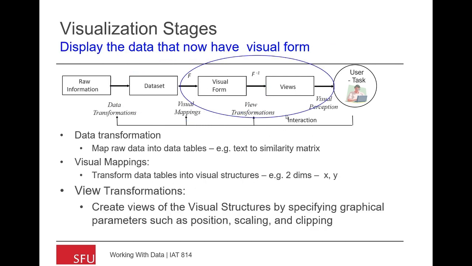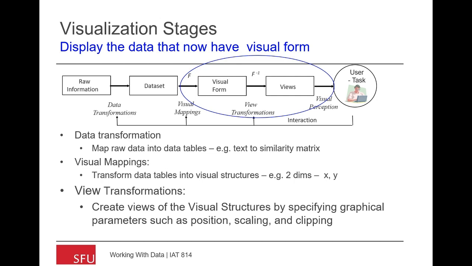The third stage in the pipeline model that we have here is view transformations. What that means is we create views of the visual structures that we had previously constructed by specifying graphical parameters such as position, scaling, and clipping. These things are much more directly related to the way the views are presented on the display that you're interacting with. So what goes on here is that you display the data that you have in the visual form in a manner that's convenient and understandable.